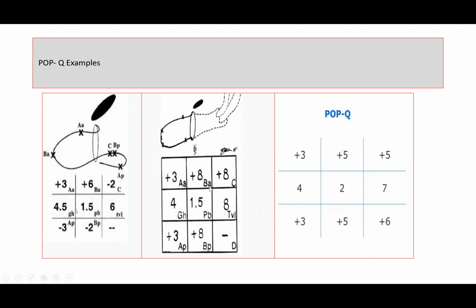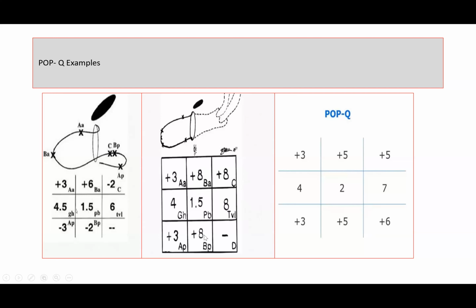So let's see this one, BA. It is plus 8. What is stage 4 prolapse? It is more than or equal to TVL minus 2. So what is the TVL here? It is 8. 8 minus 2 is 6. So it is more than or equal to 6. So this is BA stage 4 prolapse. Similarly, this is 8. So this is the vaginal cuff. Again, this is stage 4. So there is complete eversion.